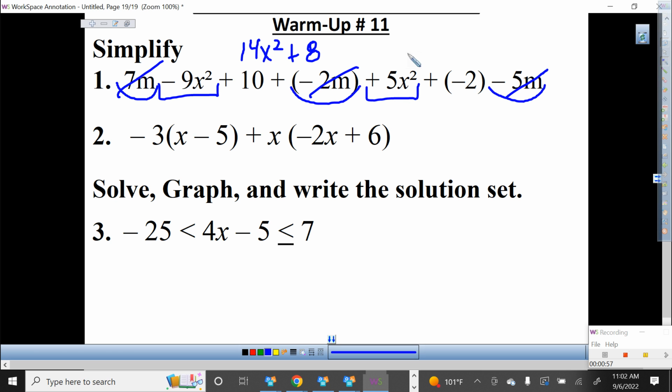Next, we got negative 9x squared and positive 5x squared. That gives us negative 4x squared. And then 10 minus 2 is 8. Hands if you got that. Okay, not bad, not bad. Number 2. Check with your neighbor before I call on someone. Number 2, what they got for number 2 in any order.